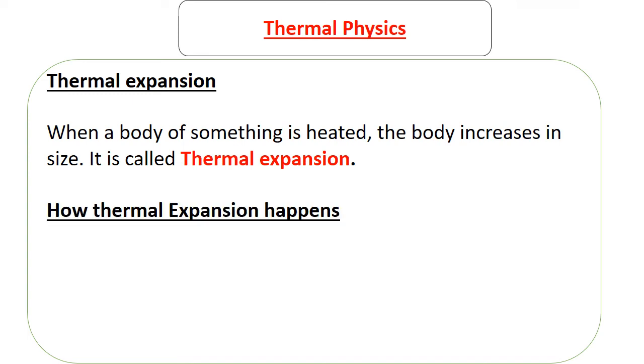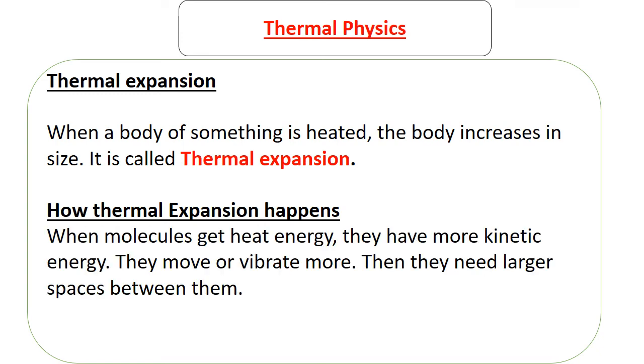So how does thermal expansion happen? Think about it in terms of particles, as we discussed in chemistry. When you heat something, the molecules get heat energy, which implies that they have increased kinetic energy. Then they move or vibrate more, and they need larger spaces between them. Therefore, the object will appear to expand, because the molecules that make it up need more space between them. So that's why things expand when you heat them.